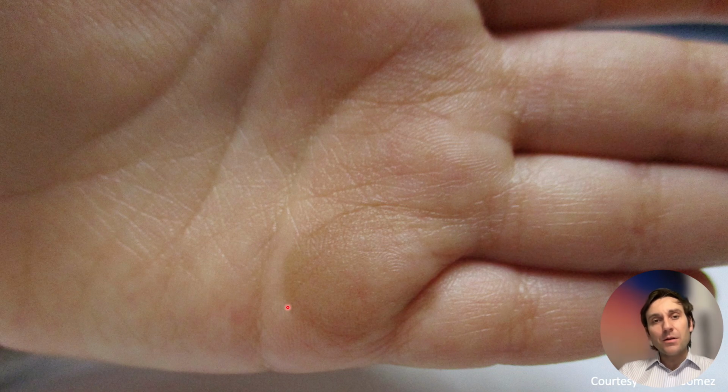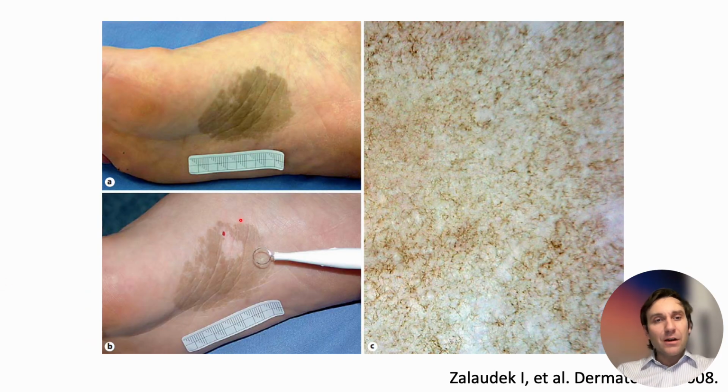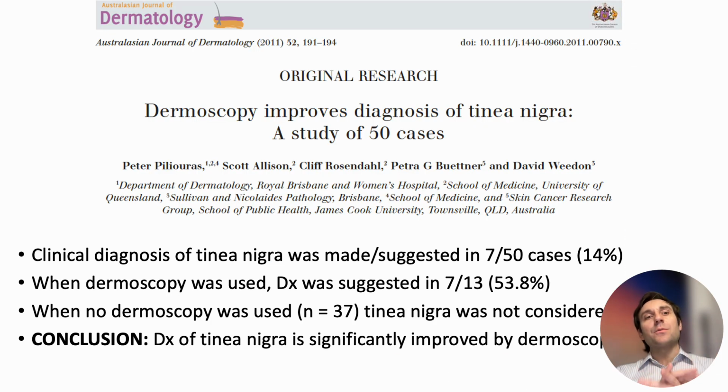Look at this example, a pigmented macule here on the hand, and you have here in the dermoscopy these spicules. And these spicules don't follow any pattern. They don't have a ridge pattern, a furrow pattern. That's why you have these multi-directional spicules, and this is classic of tinea nigra, right? And if you do a small skin scraping, of course you'll see normal skin below, right? This is a great study from Australia where they show how dermoscopy improves the diagnosis of tinea nigra.